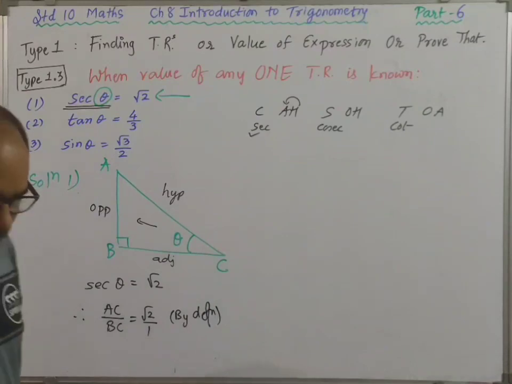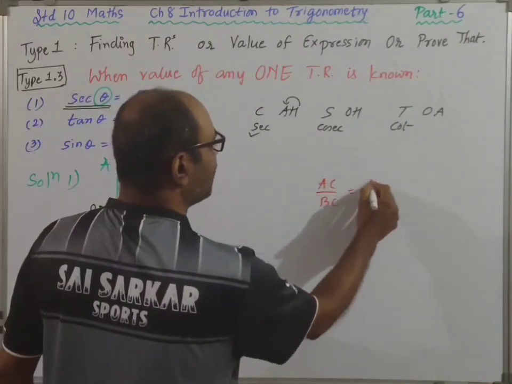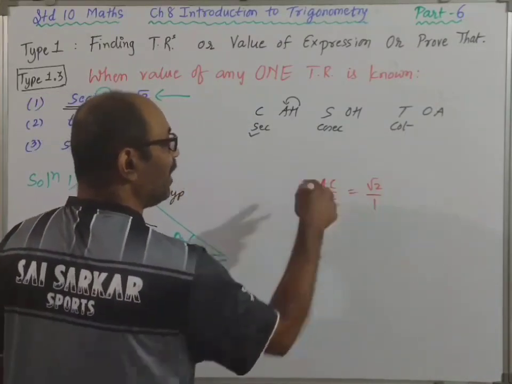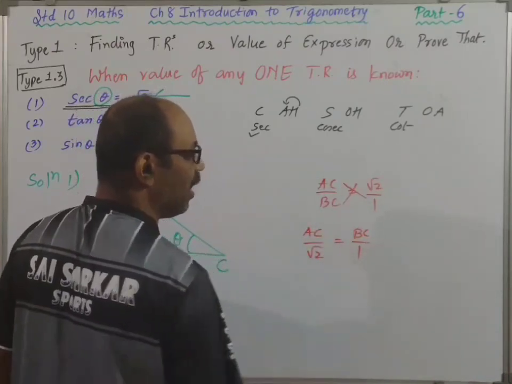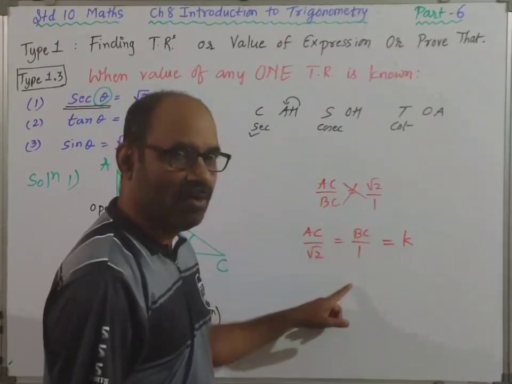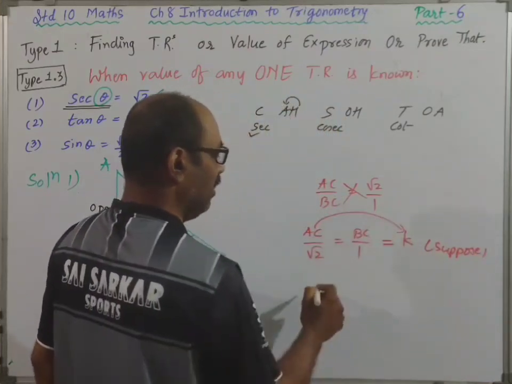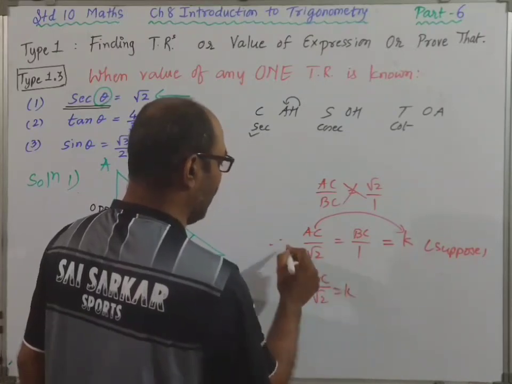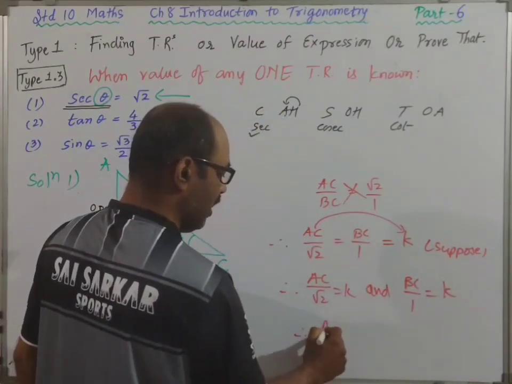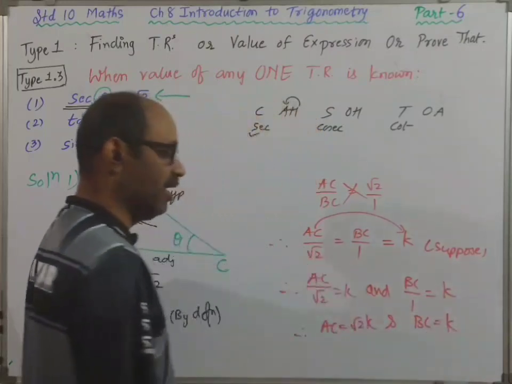By definition. Children, here I show you directly, but exactly how you get that, you see. AC upon BC is equal to root 2 upon 1. Alright? So you may take AC upon root 2, by cross multiplication, is equal to BC upon 1. And say these 2 ratios are equal to K. AC upon root 2 is equal to BC upon 1 is equal to K, suppose. Now using the transitivity property, AC upon root 2 is equal to K and BC upon 1 is equal to K. This gives AC is equal to root 2K and BC is equal to 1K. 1 into K is K.